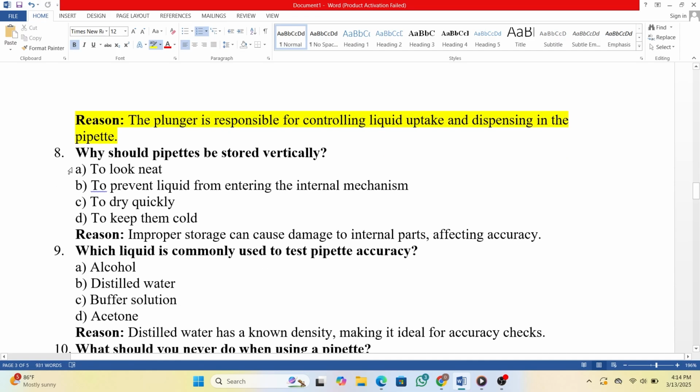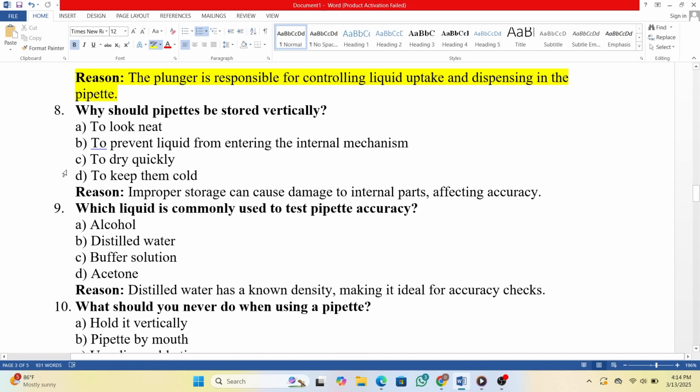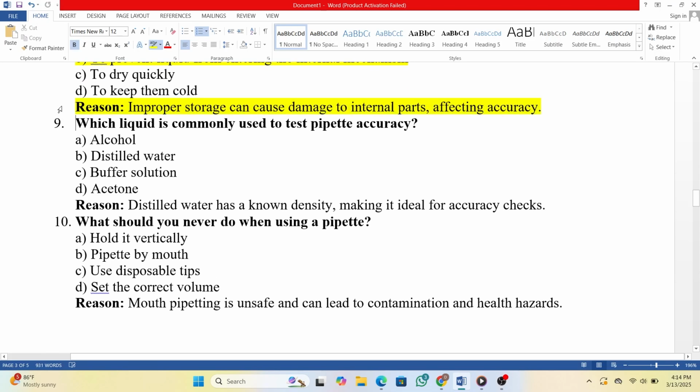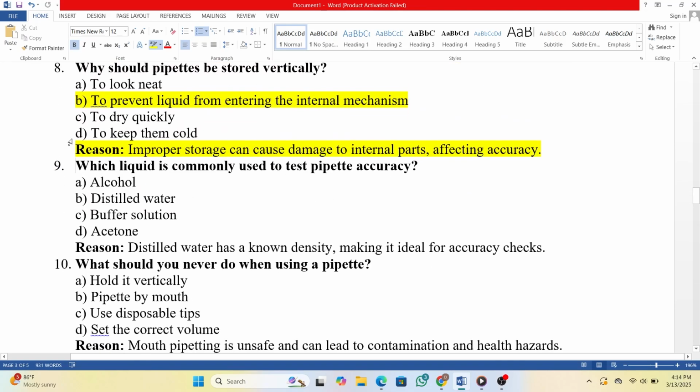8. Why should pipettes be stored vertically? A. To look neat. B. To prevent liquid from entering the internal mechanism. C. To dry quickly. D. To keep them cold. Answer: B. To prevent liquid from entering the internal mechanism. Reason: improper storage can cause damage to internal parts, affecting accuracy.